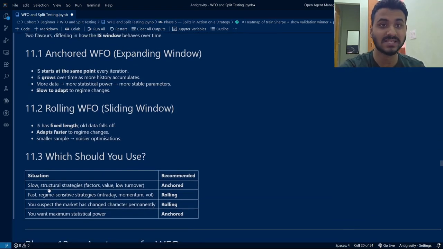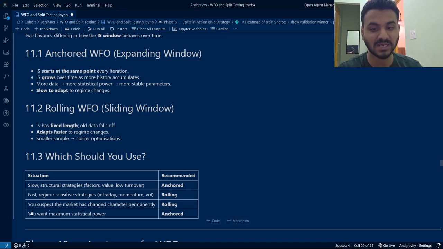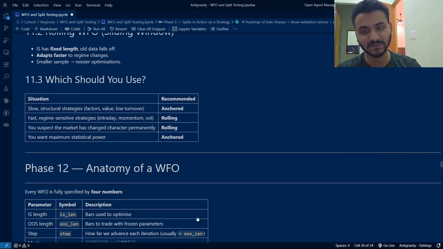Which should you use? For slow structural, basically macro strategies, anchored is preferred. For fast regime sensitive, basically intraday strategies, rolling is preferred. If you suspect that the market has changed character permanently, rolling is preferred. If you want maximum statistical power, anchored is preferred.